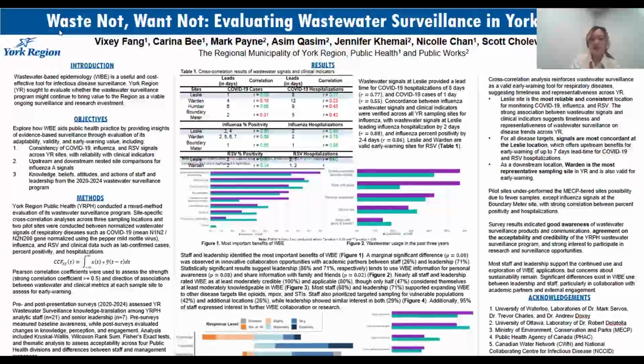This was the poster that we presented of our qualitative and quantitative analysis for TOPAC. I won't go through all of this with you, but I just wanted to draw your attention to our conclusions. The quantitative conclusion was that our Leslie site was the most reliable and consistent location for monitoring disease targets, and we found a very strong association between the wastewater signals and clinical indicators. The qualitative analysis told us that there was very good awareness of wastewater surveillance products and communications. There was consensus on the acceptability and credibility of the wastewater surveillance program, and there is also strong interest to participate in research, collaboration, or additional surveillance opportunities in the future. Next slide.